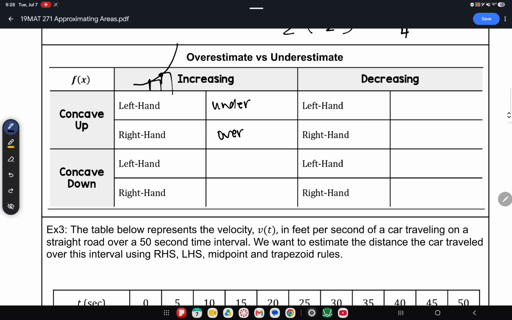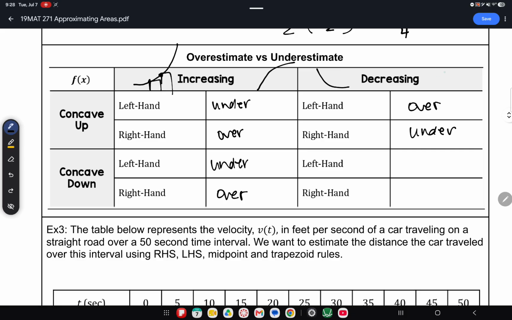Right? But if we're concave down and increasing, that looks like this. Left hand is still going to be an under approximation, and the right hand will still be an over approximation. But then when we switch to decreasing, so concave up and decreasing looks like this, then this is where it switches. The left hand is now going to be an over approximation, and the right hand is going to be an under.